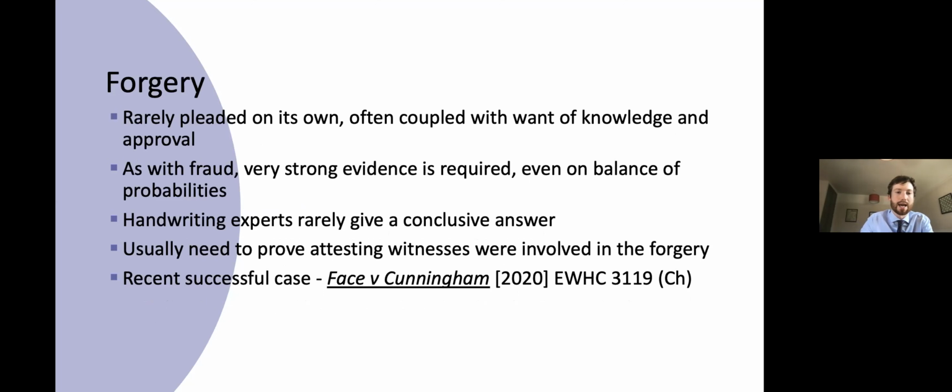Forgery, again, difficult to prove. You need a handwriting expert, which rarely gives a conclusive answer. And if the will has been properly attested, then you often need to show that the witnesses were also in on the forgery. But I've noted a recent successful case there, Fasing v Cunningham, where the husband of the beneficiary of the will had got an ex-colleague of his and his wife to witness the forged will. But again, it was found out in the trial last year, and the transcript of the judgment has been passed to the CPS for prosecution. So there we are on forgery.